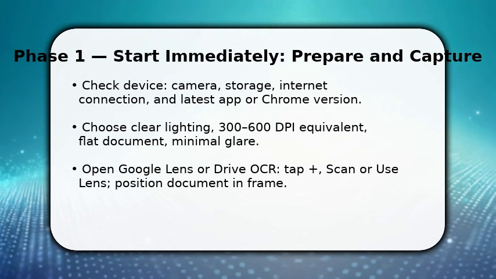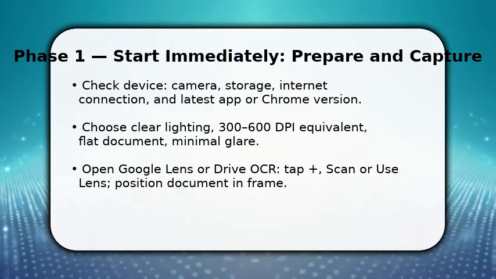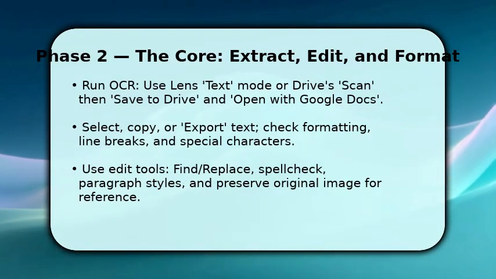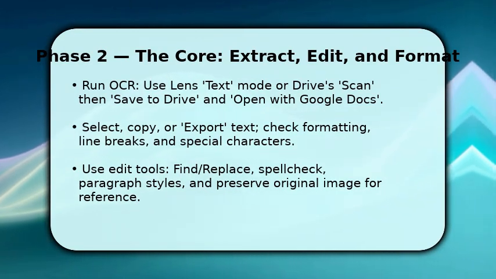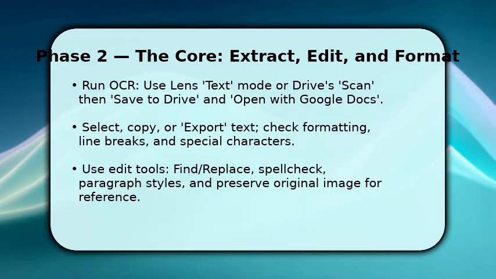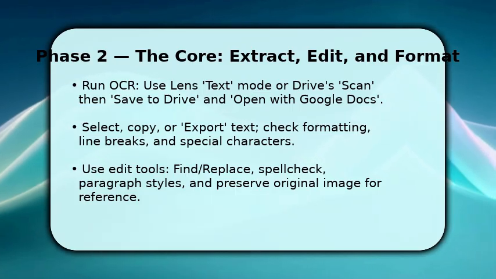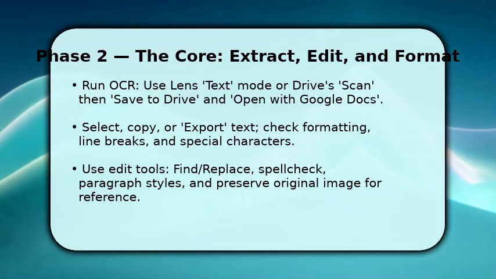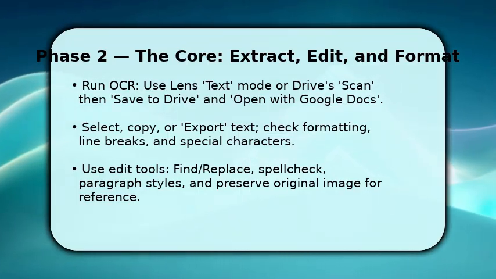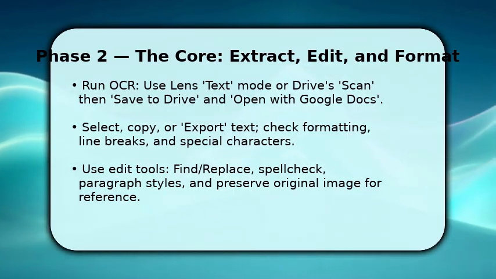Now you extract and shape the text. In Lens, tap Select Text. In Drive, open the scan file with Google Docs to auto-run OCR. Select and copy the text, then paste into your document or use Doc's native formatting tools. Make sure to correct line breaks and replace common misreads like 0 versus O or 1 versus L. Use Find and Replace, apply paragraph styles, and keep the original image visible for comparison, because visual context helps resolve ambiguous characters. Finish by exporting and verifying carefully.